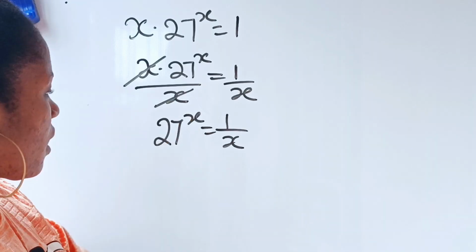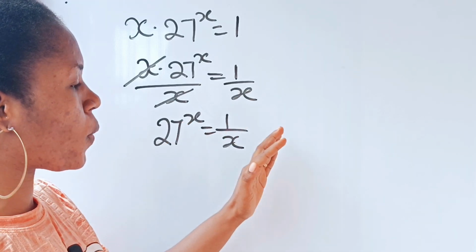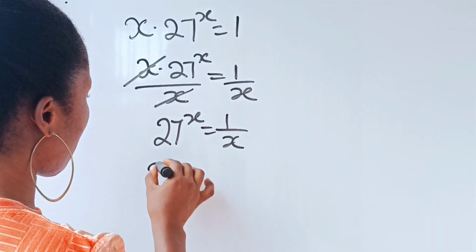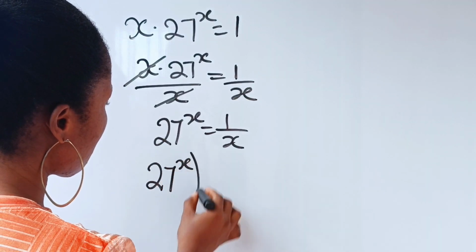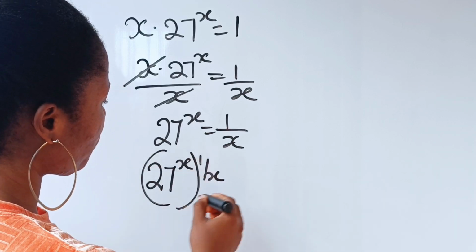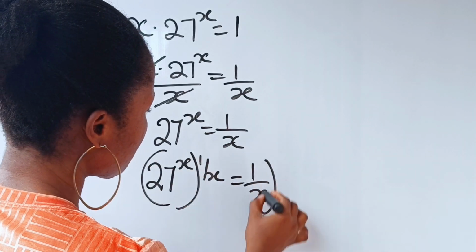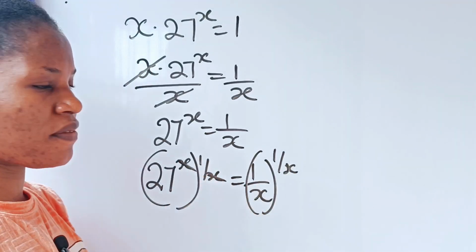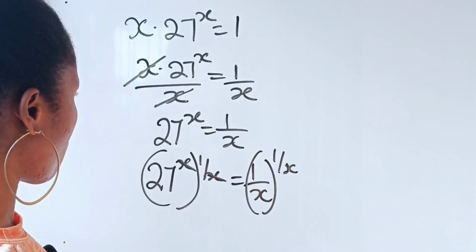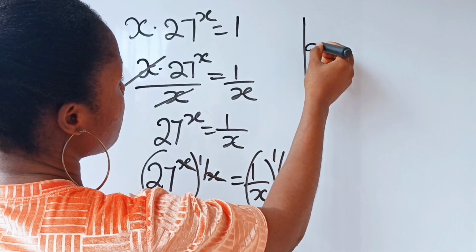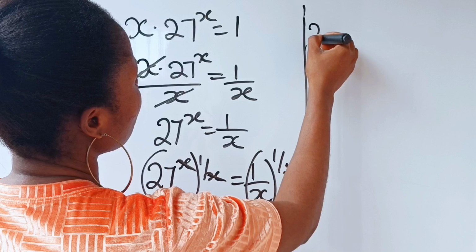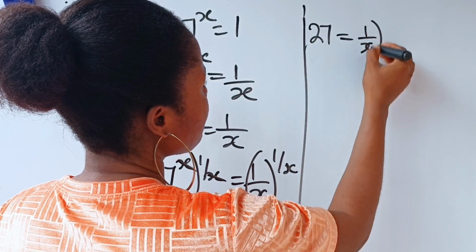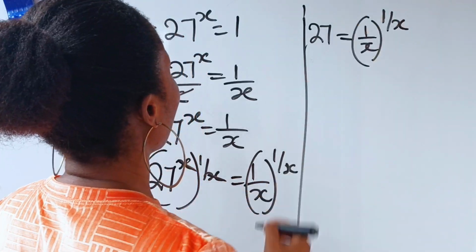And let our constants remain on one side. So to remove x here, I'm going to raise each part of this equation to the power of 1 over x, okay? So let me do that. So we are going to have 27 to the power of x raised to the power of 1 over x is equal to 1 over x raised to the power of 1 over x. All right, now notice that x is going to divide x. So we have 27 is equal to 1 over x raised to the power of 1 over x.